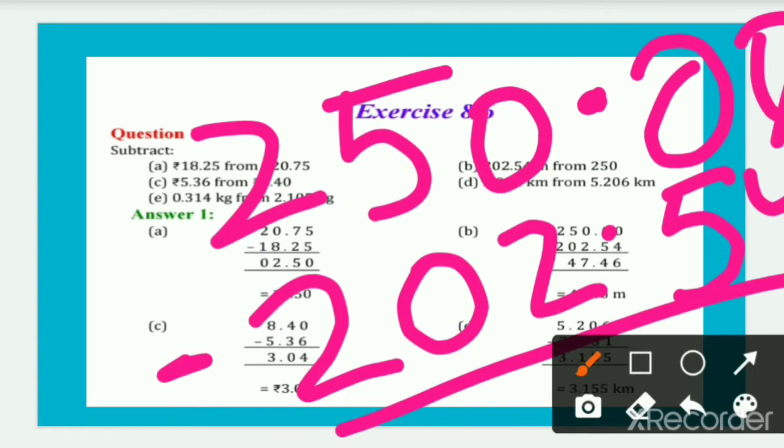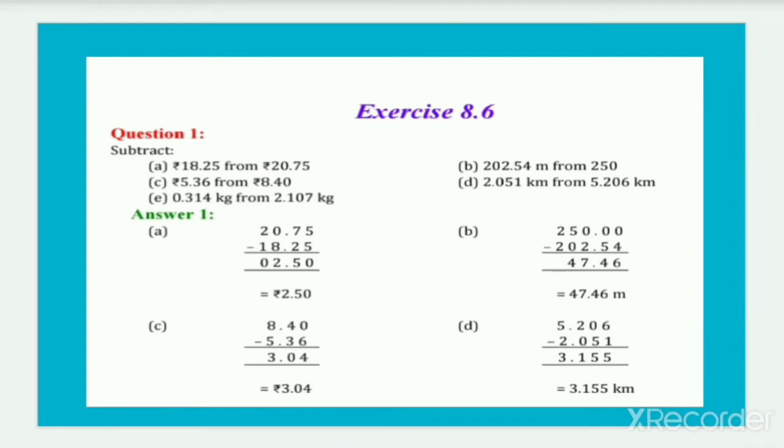Like just 0 cannot subtract 4, so it will become 10, and this will become 9, and this will become 10, and this will become 4, and this 10 has already been given to this, so it will become 9. So right, this way we are going to subtract all the numbers, so it will be very easy for you all.